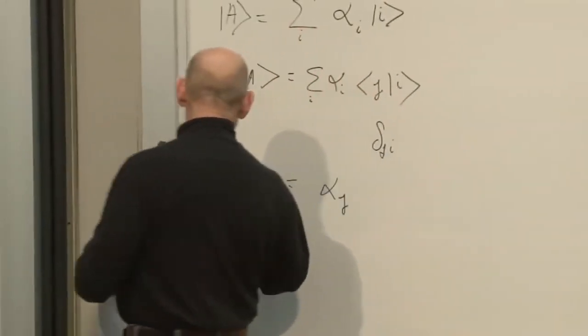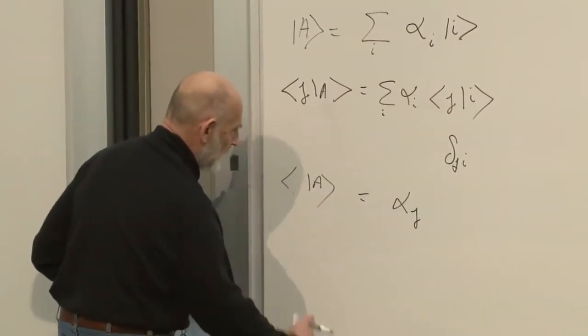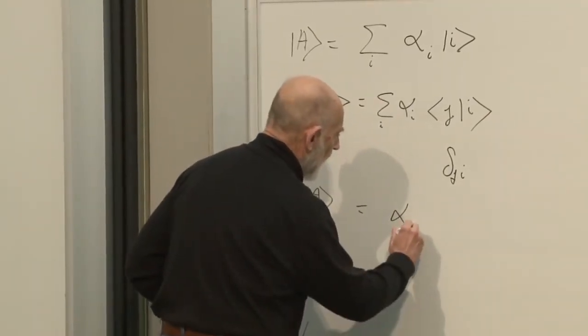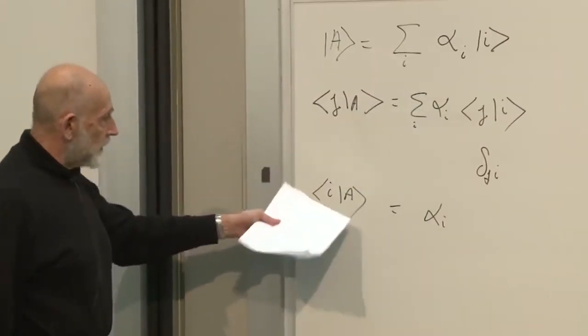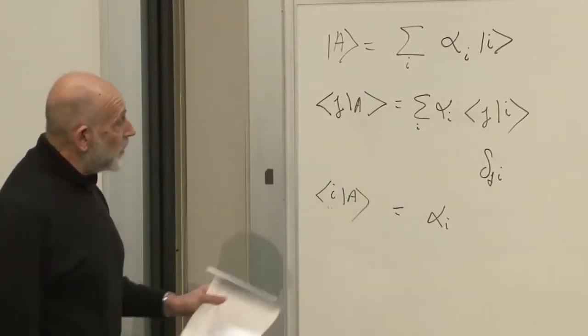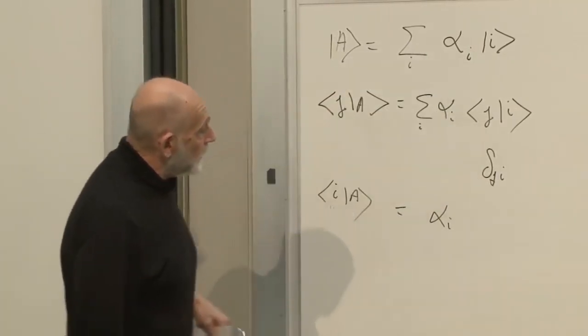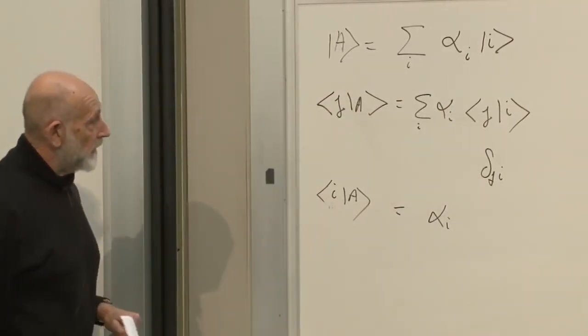It could also be alpha I. Doesn't matter which I or which j. The ith coefficient is an inner product. Now, I can use that to rewrite the sum up here. I now know what the alpha sub i's are. They're these guys over here.